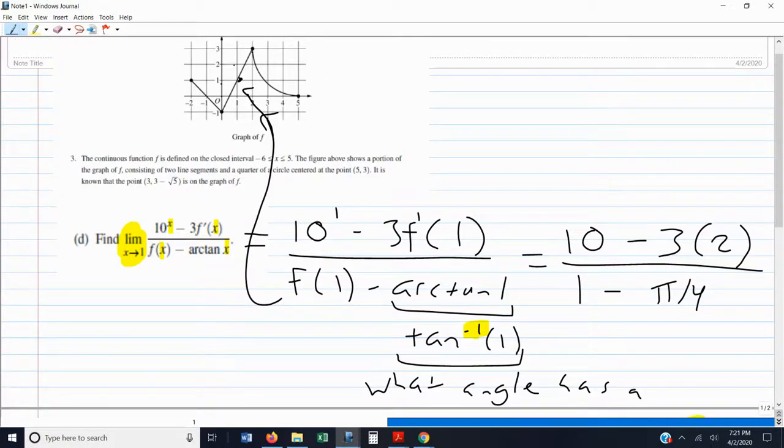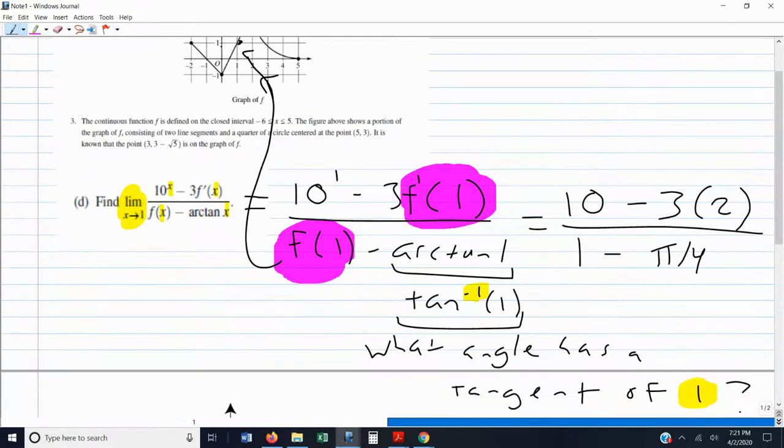Okay, so that part was tricky. The arctan, even the fact that they called it arctan instead of inverse tan, even inverse tan is a tricky question. I do still really like this question because it reminds us the difference between f of 1, which is looking for an output or y value, and f prime of 1, which is looking for the derivative or the slope at that particular point. You can leave that as your answer.